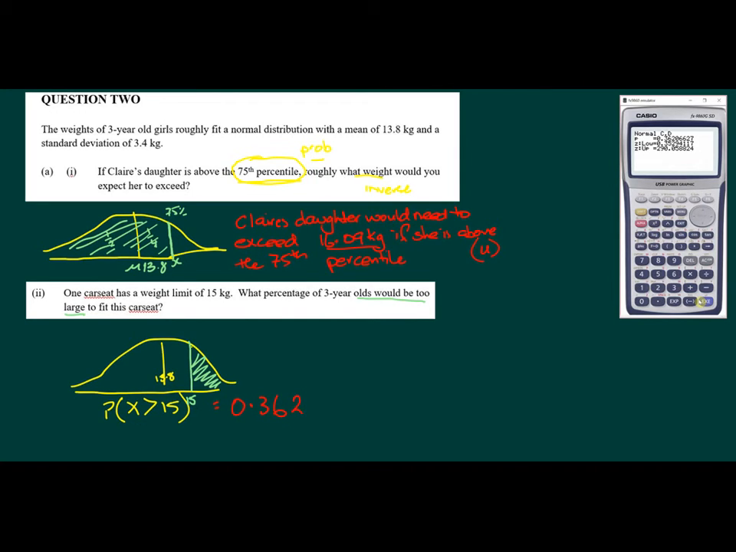Now what's really important is they're asking for the percentage. And this is the key point. If you get this far as you are now, you get nothing. So we need to convert that to a percentage, which of course is 36.2% of 3-year-olds too large for this car seat. And as an aside, that is also worth a U. So 2 easy U questions to start this particular question.